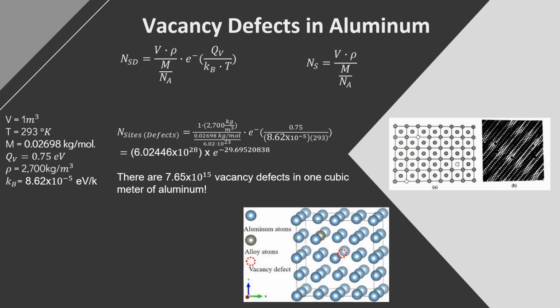This is James, and I'm going to be running through some example problems where we attempt to find the amount of vacancy defects in each of our metals, aluminum and titanium.